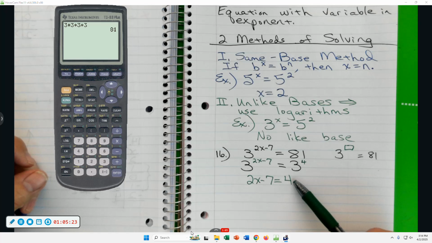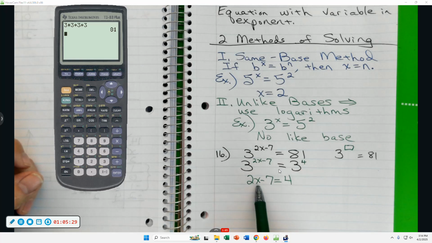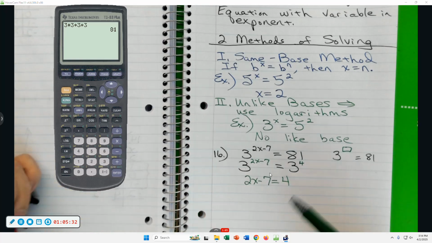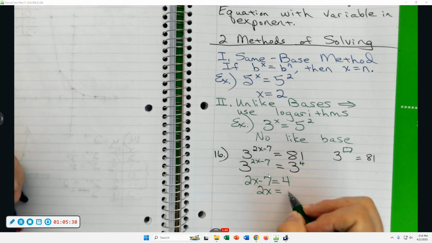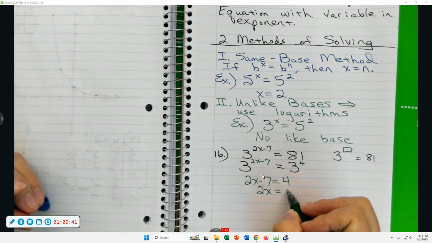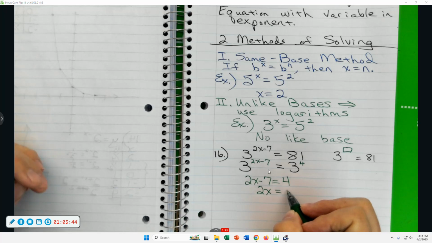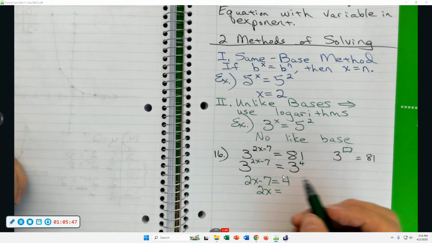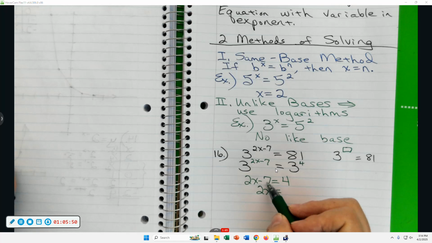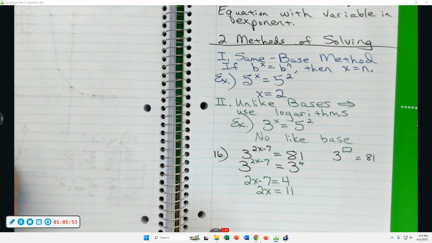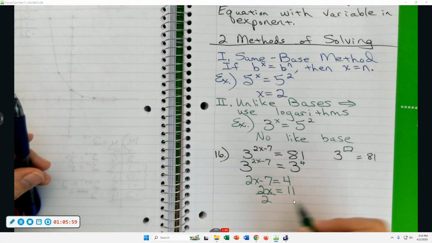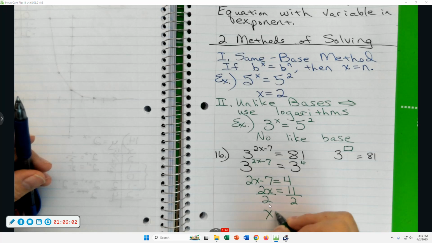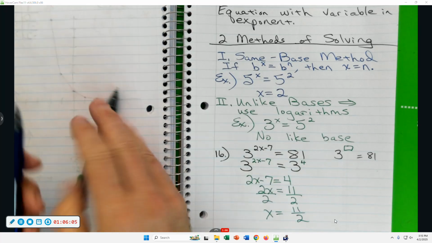What am I going to do first? I want to get x by itself. What will I do? Add 7. That's going to give me 2x equals here. Pardon me? No, I think it's going to be a 4. Remember, it's 4 plus 7. That's an 11. And then, what will I do? Divide by 2. Divide by 2 to give me x equals 11 halves.